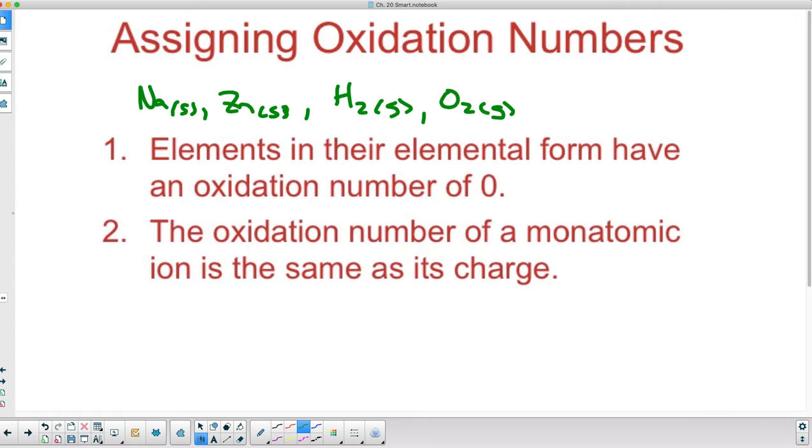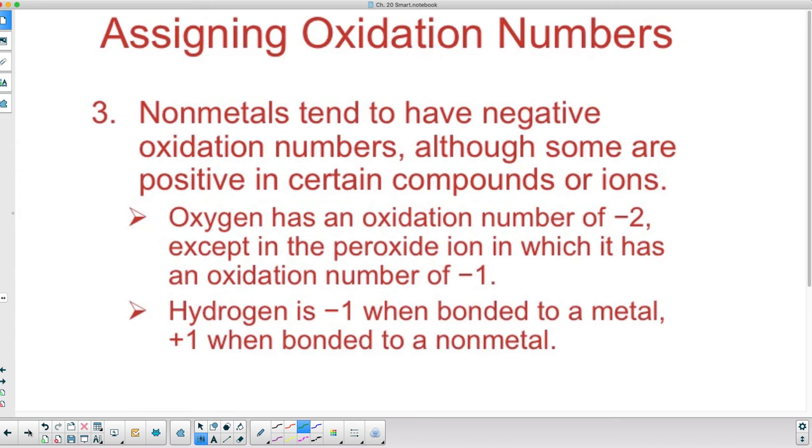The oxidation number of a monatomic ion is the same as its charge. So that means that number 2 is the thing we're going to use the most, because we're used to seeing elements with a charge, and for ions like this, the charge is the oxidation number. So the oxidation number for sodium there is a +1. It's really that simple. Number 3 is nonmetals tend to have negative oxidation numbers, although some are positive in certain compounds or ions.